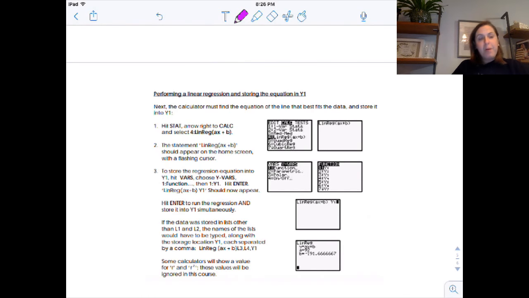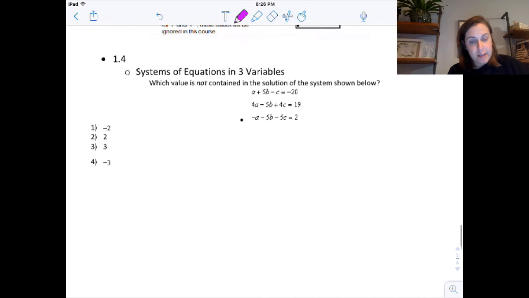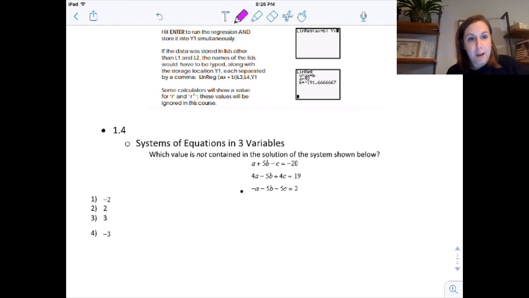All right, systems in 3 variables. Let's chat about these. So I've got an a, a b, and a c, or an x, a y, and a z, or whatever variables they are, and I want all 3, okay? Now, the important thing here to remember is you're really just eliminating. You're going to eliminate one variable, wind up with a good old Algebra 1 system, solve it. So that's really our goal here. So this question says which is not contained in the solution of the system.